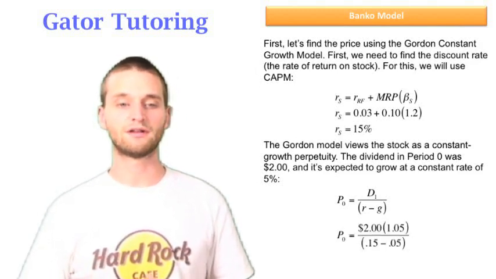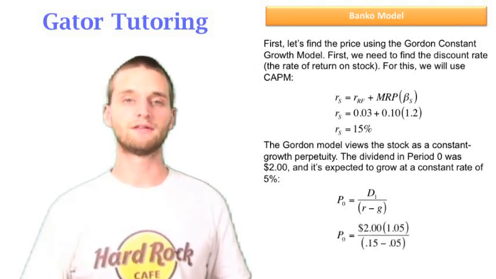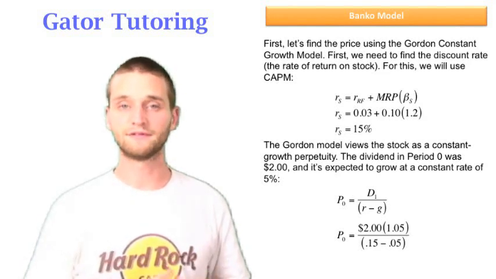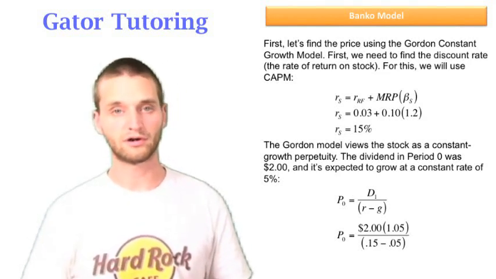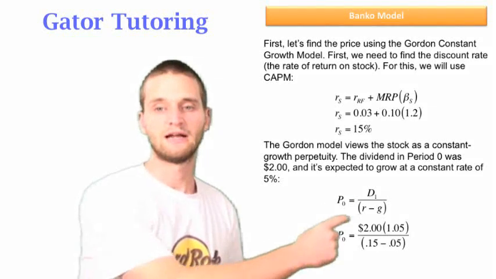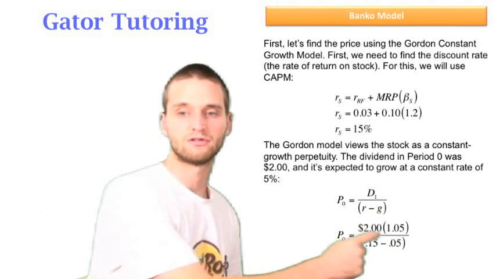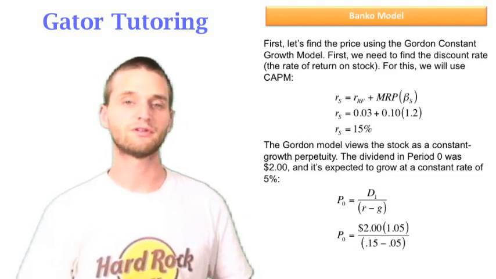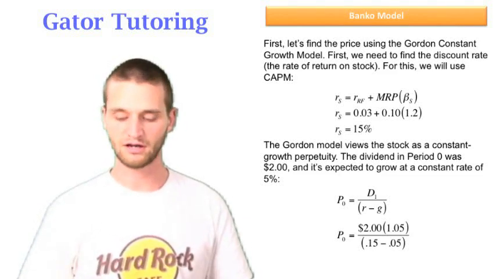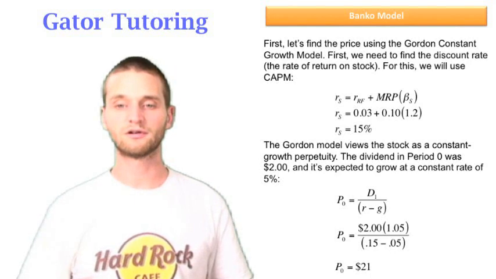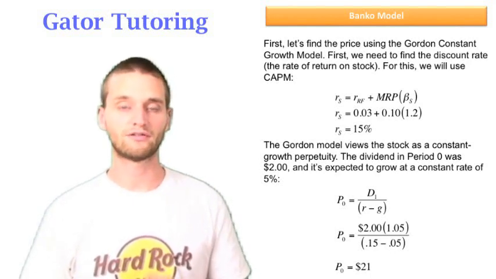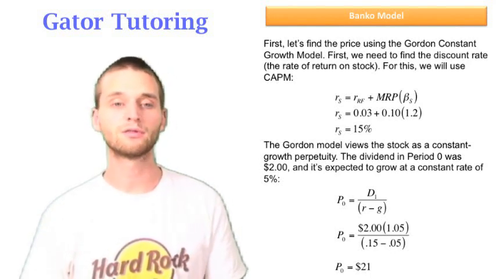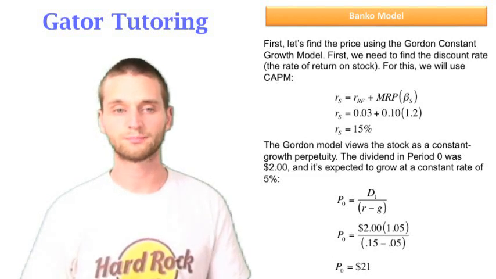So we get the dividend in year 1 by multiplying the dividend that just happened, the $2, times the growth rate, 1.05, and this whole expression in the numerator is equal to D1. We divide that by the discount rate, 15%, minus the growth rate, 5%. We get a price in year 0 equal to $21. So that's the price of the stock that has 5% growth using the Gordon constant growth model.